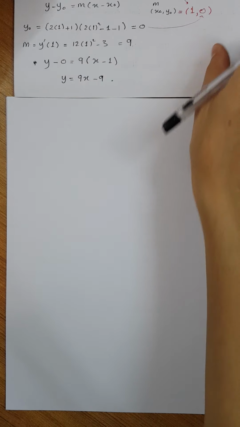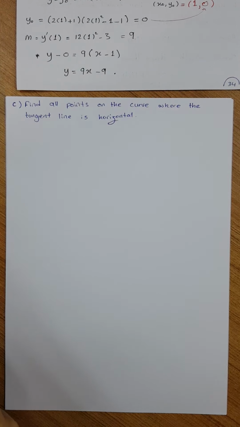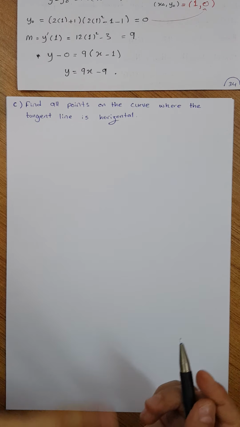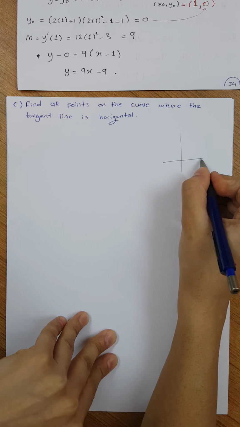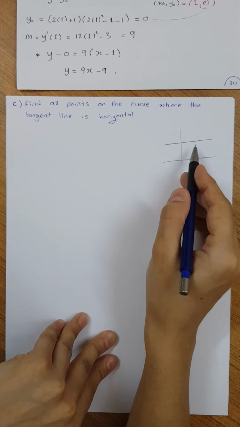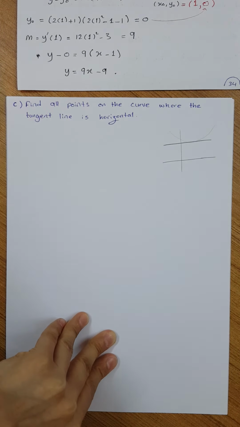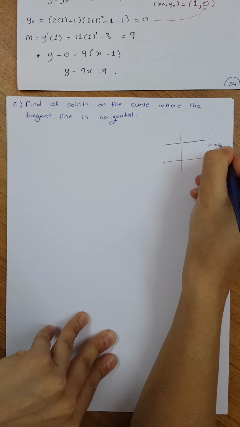Okay, the third requirement. It says find all points on the curve where the tangent line is horizontal. What does that mean if a line is horizontal? If you have something like that, x and y axis, if a line is horizontal, for example, if the curve is like that, that's the tangent line of it. What does it mean if the tangent line is horizontal? That means the slope is equal to 0.